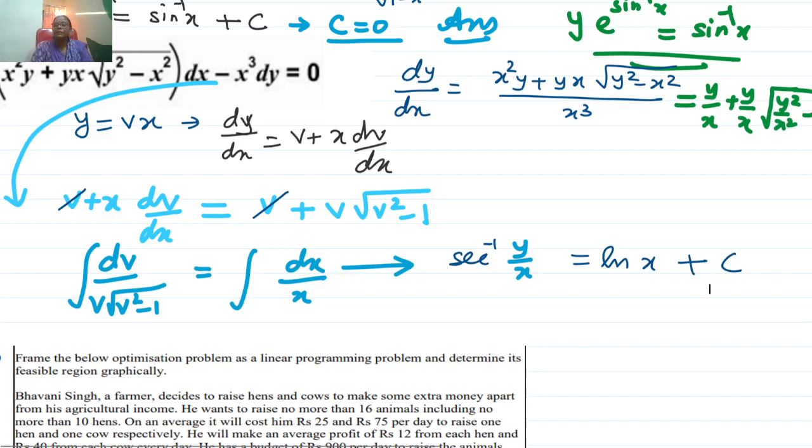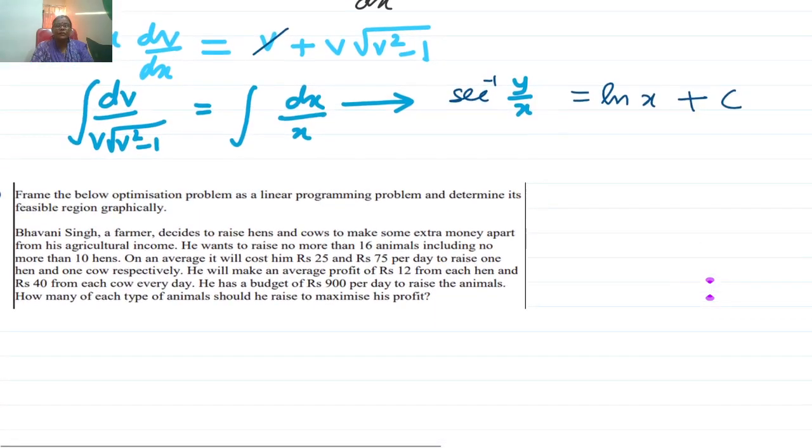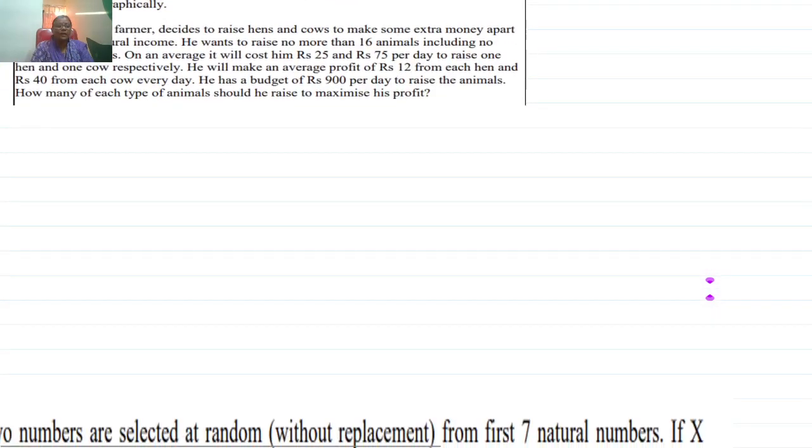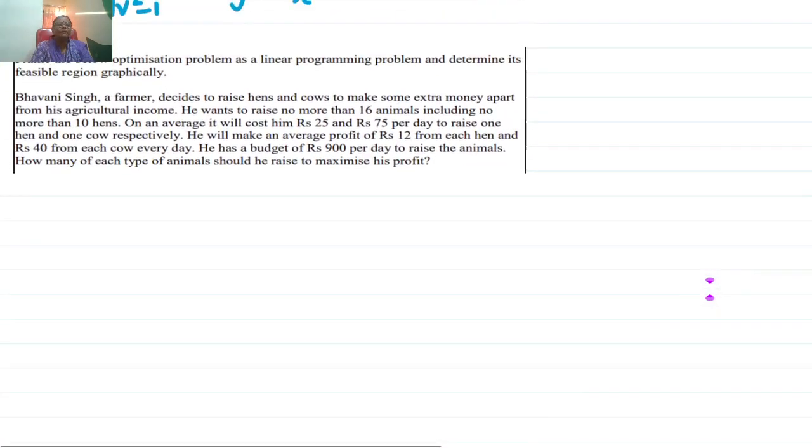Now, the next question, that's the last question of the section. It's the 30th question. Frame the below optimization problem as a linear programming problem and determine its feasible region graph. You have to identify the feasible region.